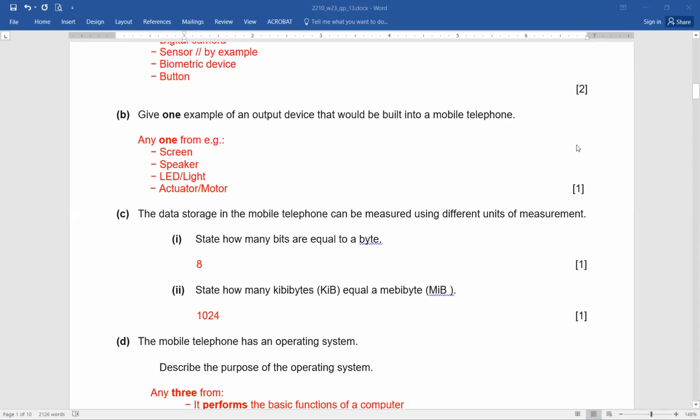Easy? Okay. Part C. The data storage in the mobile phone can be measured using different units of measurement. State how many bits are equal to a byte. So it's so simple, 8 bits. State how many kibibytes are equal a megabyte. So again, you know very well that it's 1024. So just remember the values and you are able to score so easily.